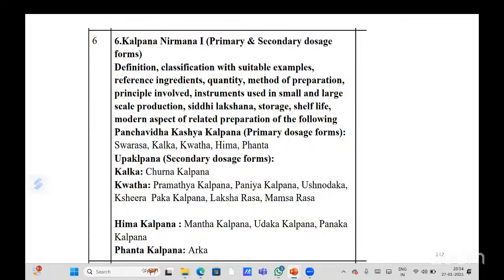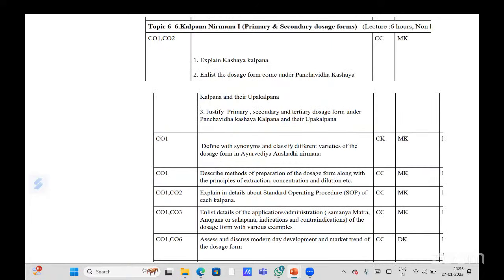These are the individual ones: Swarasa, Kalka, Kwata, Hima, Phanta. For each one you should write the definition with ingredients, the method of preparation, which principle is involved, and what instruments are used. Usually you may get a long essay in this one. For the Kwata and Phanta Kalpanas, you may get a long essay. For Swarasa and Hima, you may get short essays. Again, all are must-know concepts.